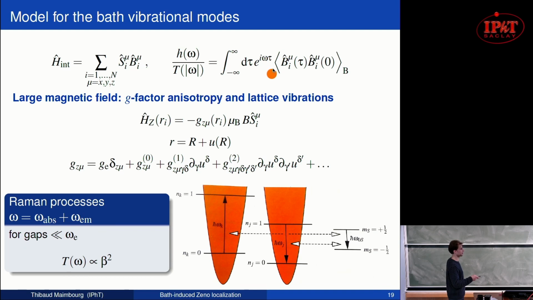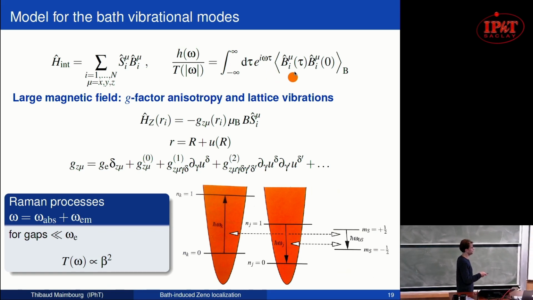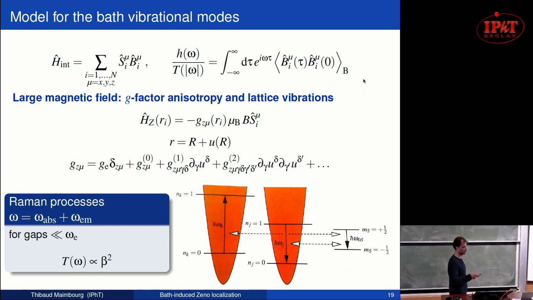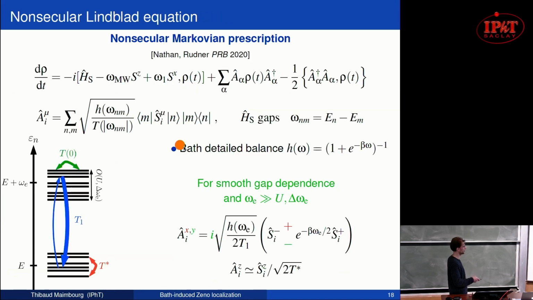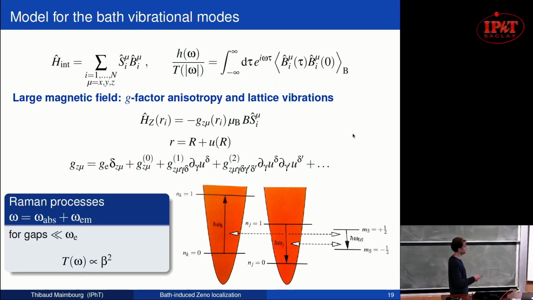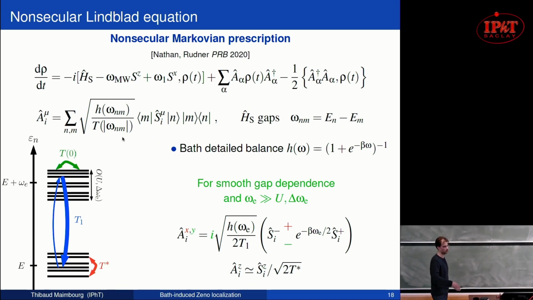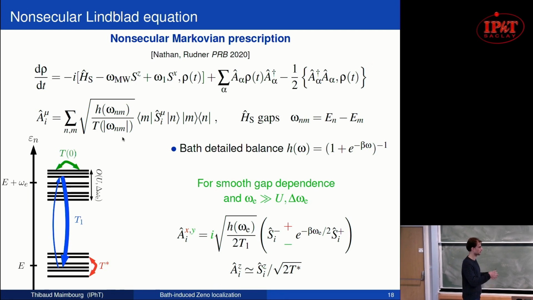This is the correlation function of the bath degrees of freedom, let's say phonons, at time t and time 0, averaged on the canonical equilibrium of the bath. So temperature is there. The only way temperature enters is in this ratio here. You see that H has explicit dependence on beta, but also T, because it's the correlation function of the bath. That's what defines the time scale. If the bath is fast, then this time scale is short.